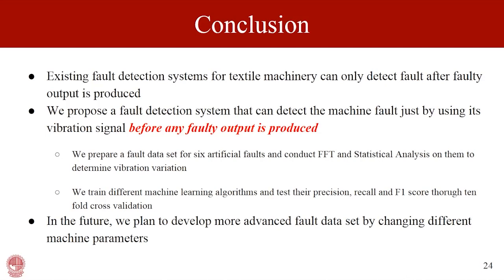Now, in the future, we plan to develop a more advanced data set by changing the condition parameters like raw materials, machine speed, or machine voltage, or other condition parameters, so that our system becomes much more applicable for the textile industry.